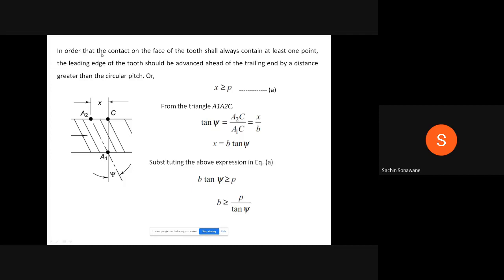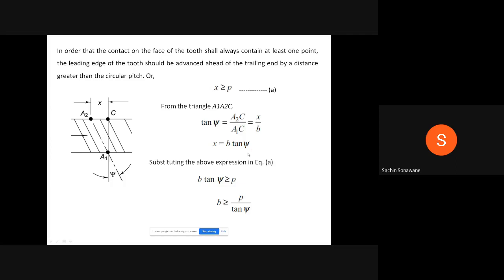Therefore, in order that the contact on the face of the tooth shall always contain at least one point, the leading edge of the tooth should be advanced ahead of the trailing end by distance x greater than or equal to circular pitch p, equation A. Therefore, from triangle A1 A2 C, tan psi is equal to A2C divided by A1C, where A2C means x, A1C means b. Therefore, tan psi is equal to x upon b.